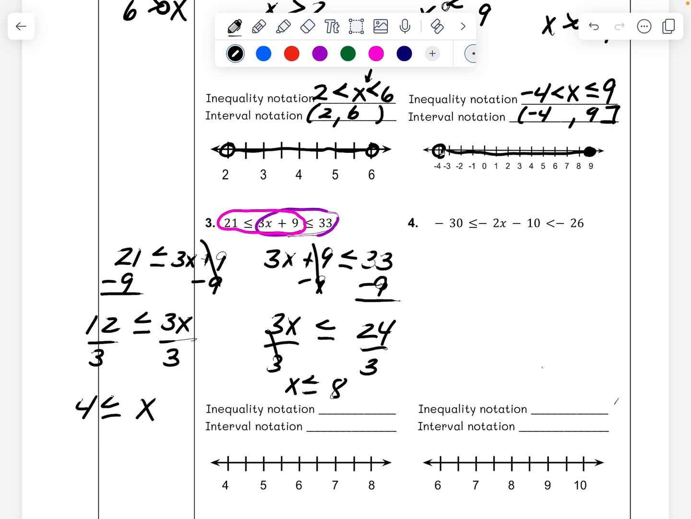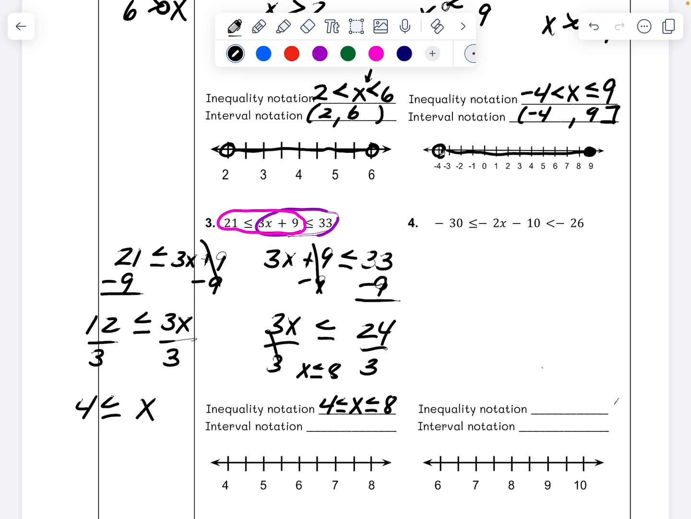I'm going to rewrite this so I have a little bit more room. x is less than or equal to 8. So I'm going to have my 4 right there. Then I'm going to have my 8. I'm going to put my x in between. Remember, inequality notation, you have your inequality symbols. Then just make sure that they're still in the same direction, okay?